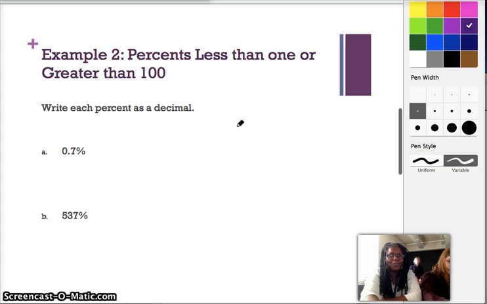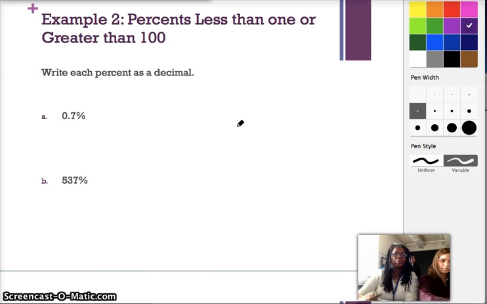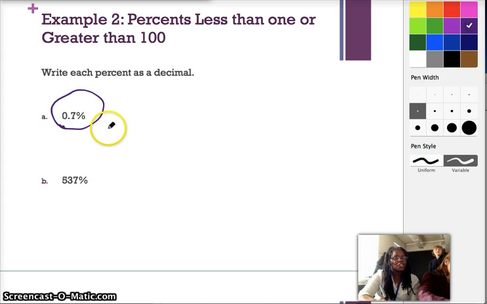Let's look at example 2. In example 2, we're going to deal with percents that are less than 1 or greater than 100. Write each percent as a decimal. So here, I've got this percentage. It looks a little strange, right? Because it is a decimal already. And you're like, I'm going to write it as a decimal, but it's already a decimal, and I feel really awkward. You're going to do exactly the same thing, friends.